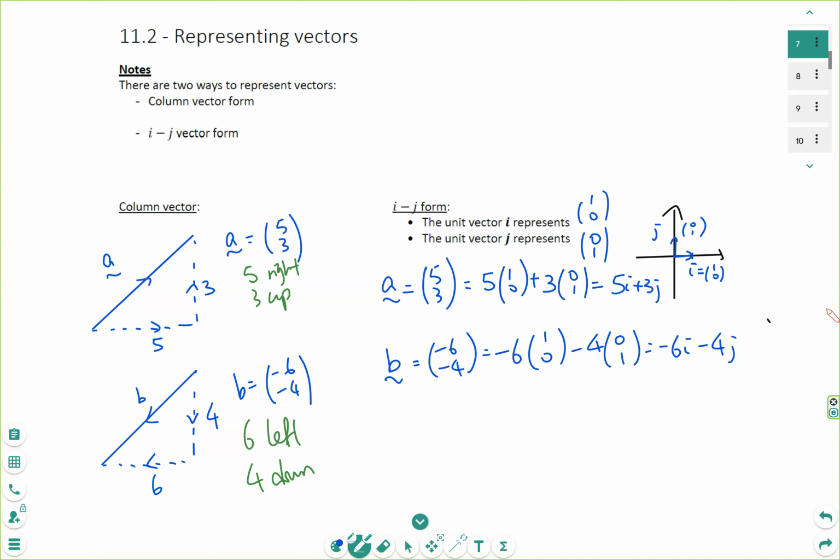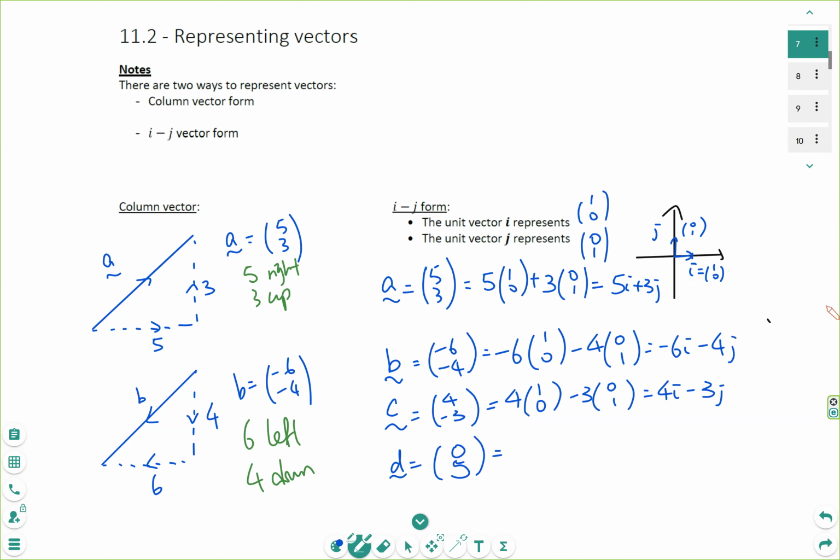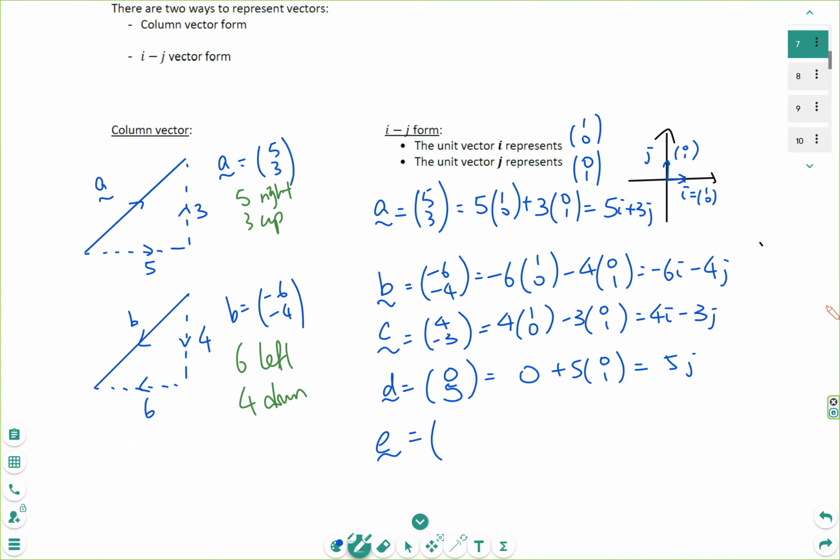Don't get it? I'll give you a few more. Let's say we've got a vector C, which is (4, -3). You probably know it is 4 times (1, 0) minus 3 times (0, 1), which is 4i - 3j. Last one, what about (0, 5)? (0, 5) is the same as 0 plus 5 times (0, 1), which is just 5j. Do we need a middle step? No, we don't. If I give you one more, E, let's say (2, -4), then I can quickly rewrite 2i - 4j. The top number represents i, and the bottom number represents j.